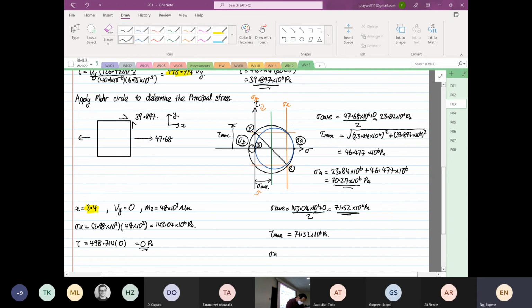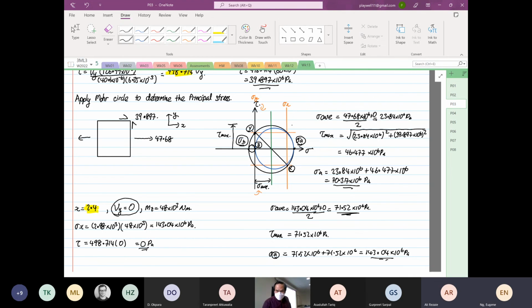So your stress A, right, is equal to 71.52 times 10 to the power 6 plus 71.52 times 10 to the power 6, which is equal to 143.04 times 10 to the power 6 Pascal. This is because we have zero shear. So when we have zero shear, we are at the principal plane. Okay, that's why the stress we calculate is also our principal stress.